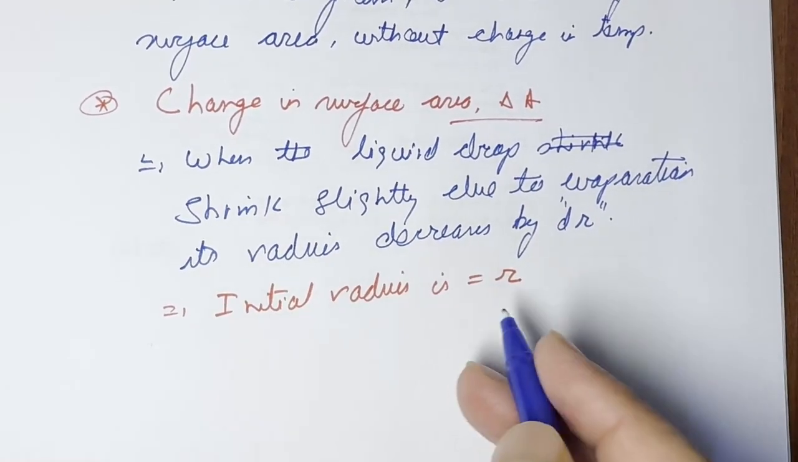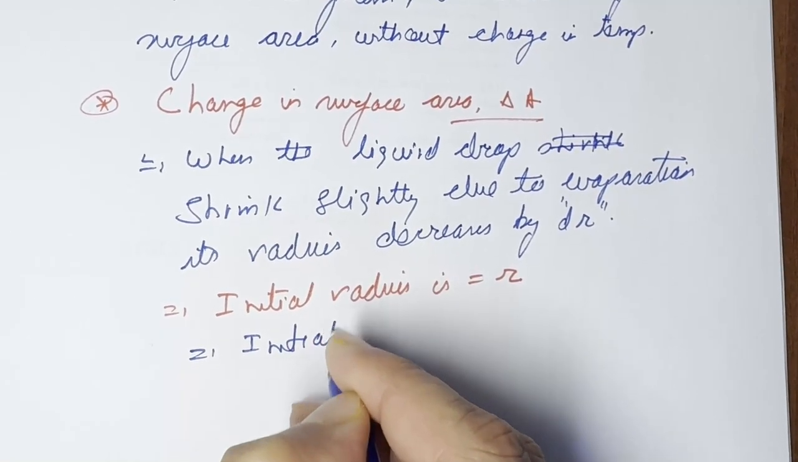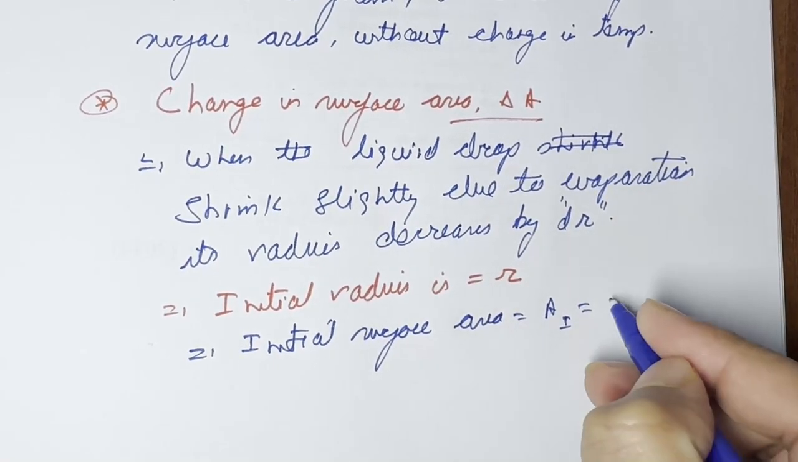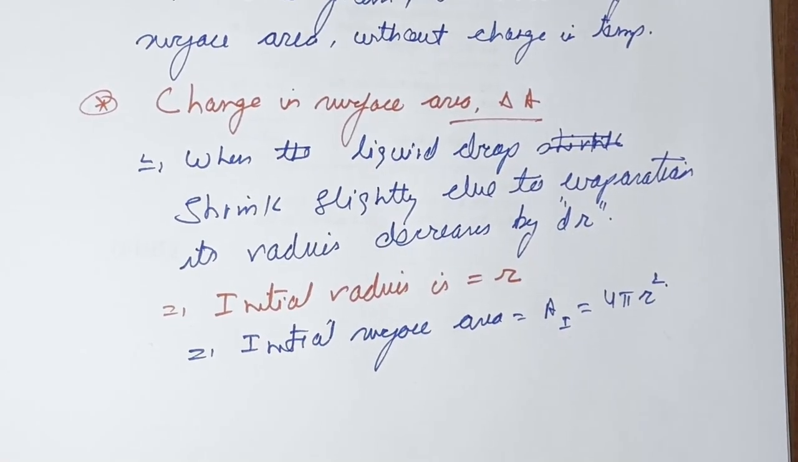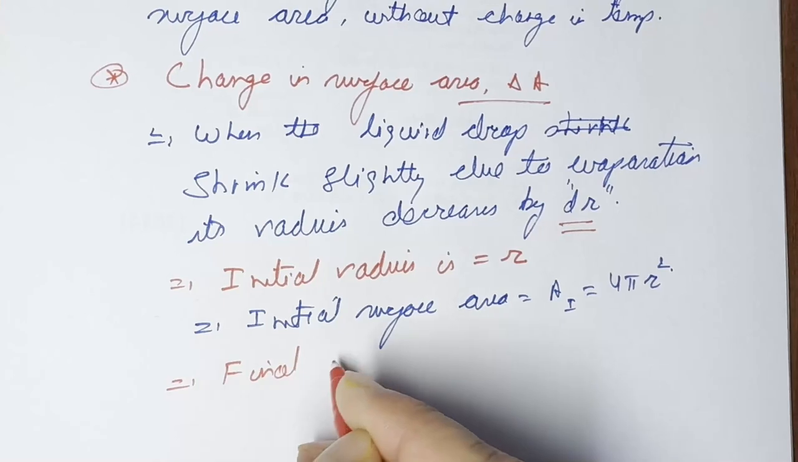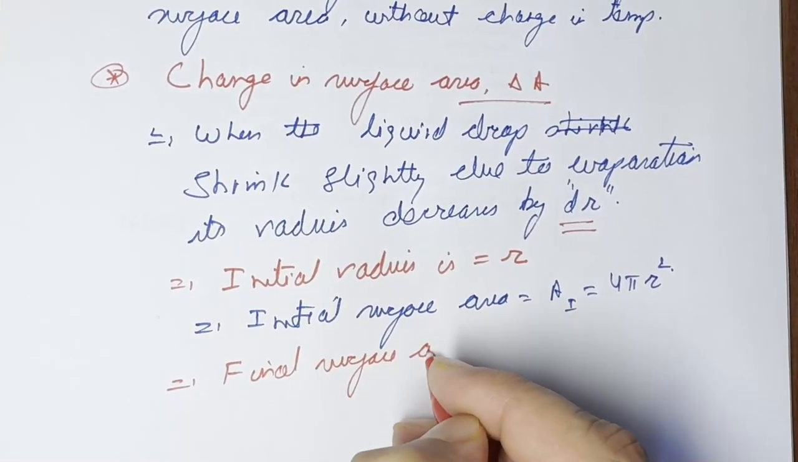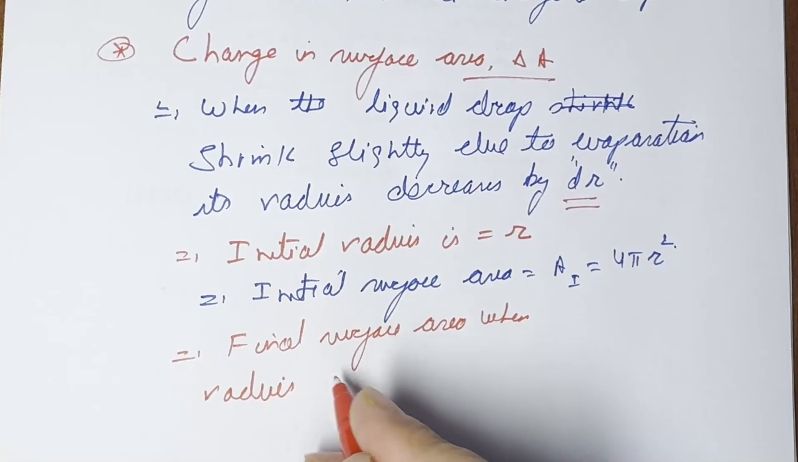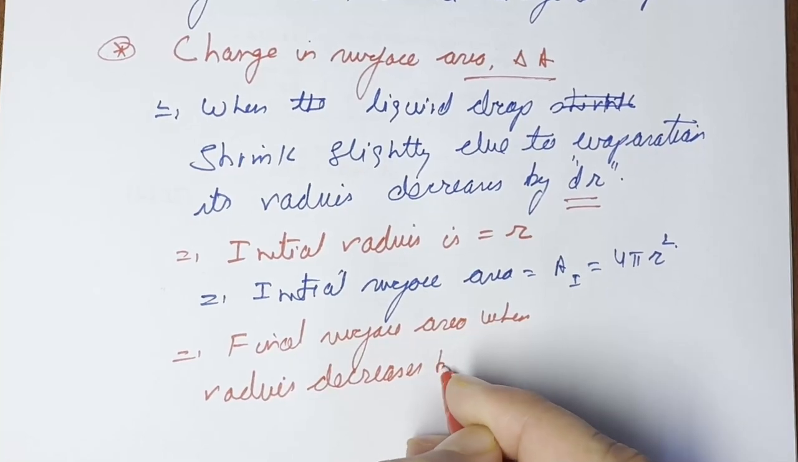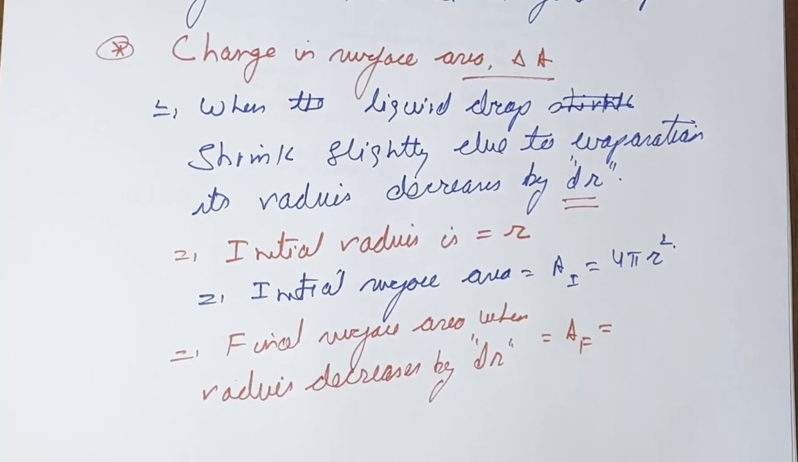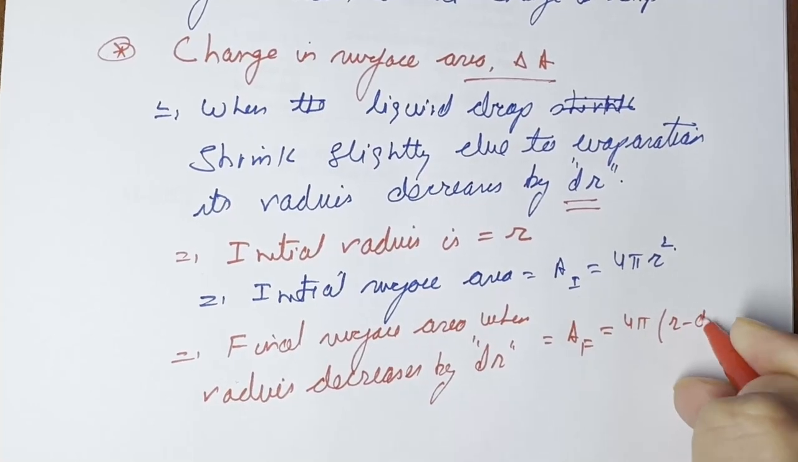therefore we can find out its initial surface area, let us call that A initial, and that will be equal to 4 pi r square. And the final surface area, when the radius decreases by dr, we can write this as A final is equal to 4 pi times (r minus dr) whole square.